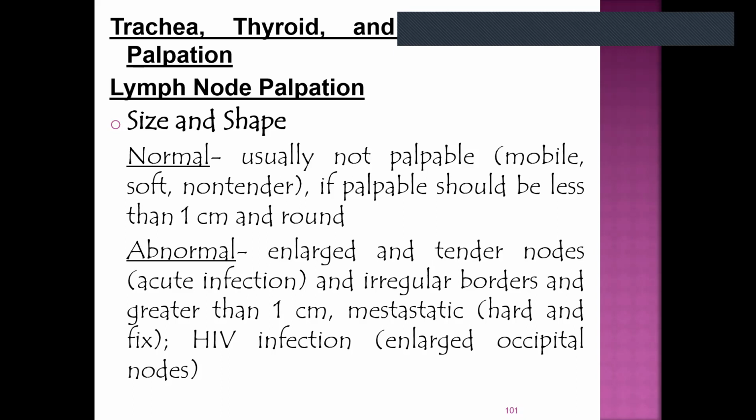Okay? So anything that is not a palpable lymph node, around 1 cm, and if it's bigger, that is something you ask the patient to check with the physician further. This is very important, especially if the patient has a history of CA.